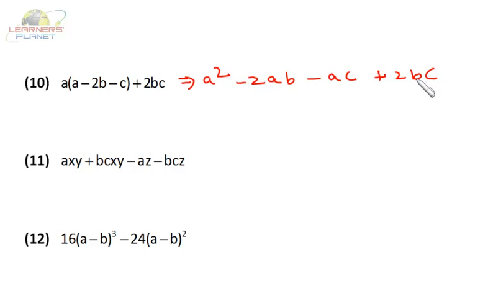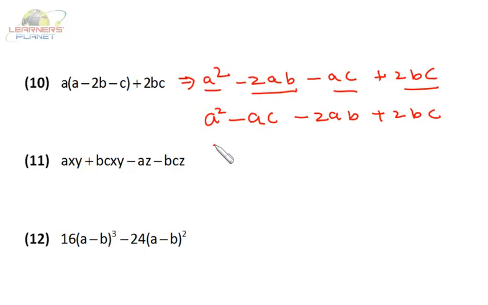Now we have to regroup the terms. We can observe that from these two terms we can take a as common, and from these two terms we can take 2b as common. Okay, now let's see what happens. So first of all, let's regroup. A square minus ac minus 2ab plus 2bc.